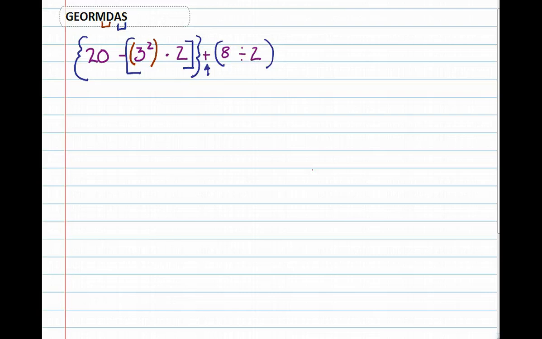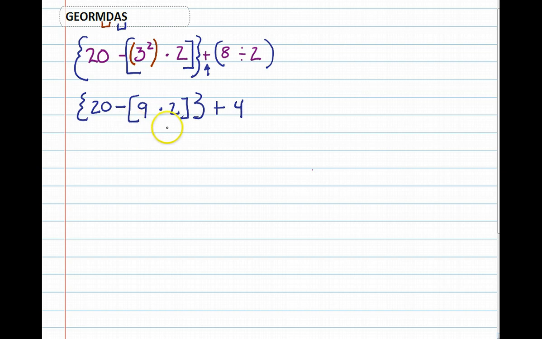Now let's solve the problem using our plan. Alright, we're going to start with the innermost set of grouping symbols, which is 3 squared. I'm going to rewrite my problem. 20 minus 3 squared is 9, and I'm going to multiply that by 2, plus, I can do this on the outside too, 8 divided by 2 is 4.